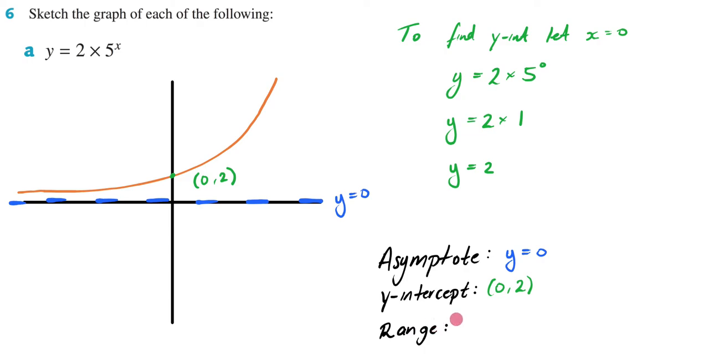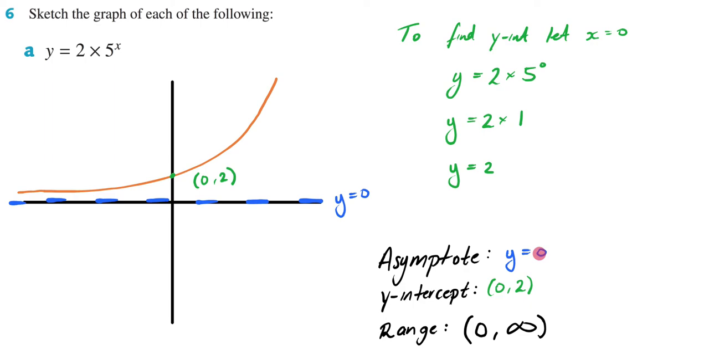Finally, I need to write down what my range is going to be. So that's all my y values. So it's going to start at 0, but not include 0. And the reason why it's not including 0 is because this is an asymptote. It's never actually going to touch it. And then it's going to go all the way to infinity. And that's because, as you can see here, this exponential is going up and up and up to infinity.